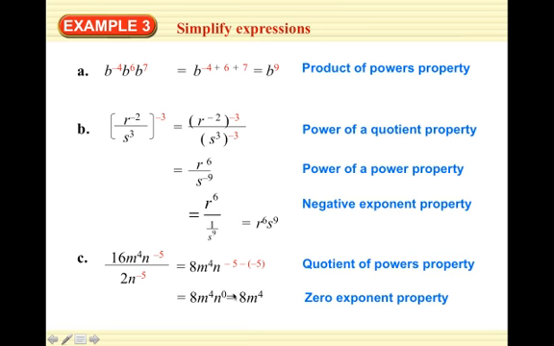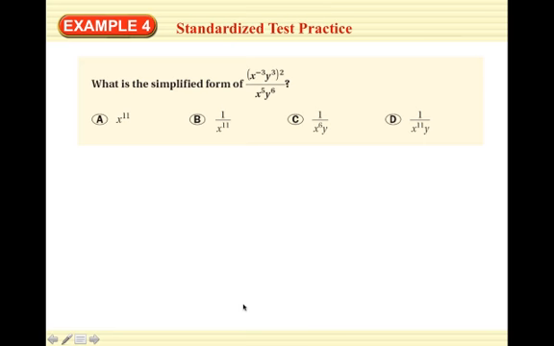So we have 8m to the 4th times n to the 0. Well, n to the 0 is going to be 1 so long as n isn't 0, which it can't be because it was down here in the denominator anyway. So n to the 0 is 1, and 8 times m to the 4th times 1 is just 8 times m to the 4th. Okay, example 4.